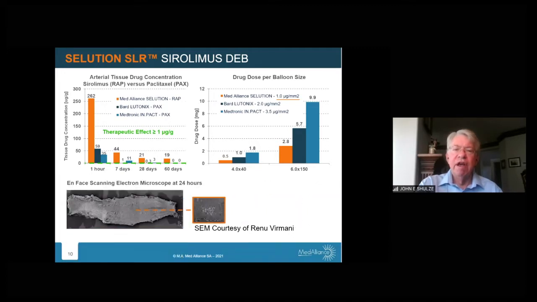So here's just some pictures of a coronary pig artery that's been implanted with a sirolimus-eluting balloon, the solution. And you can see these colonies of microspheres that are actually inhabiting the surface of the vessel wall, where they continue to release drug and biodegrade over a 60 to 90-day period.